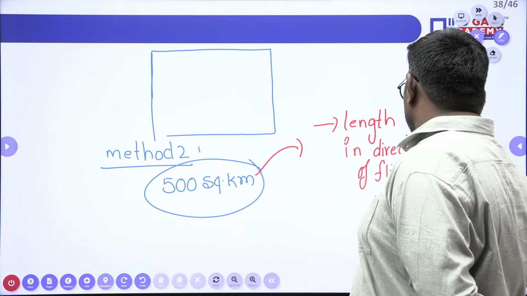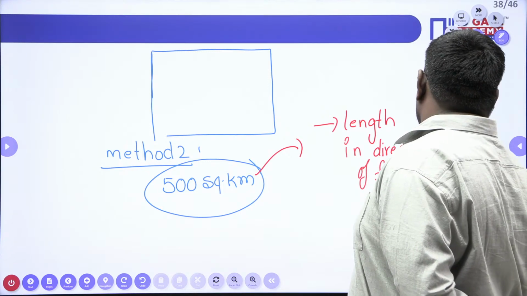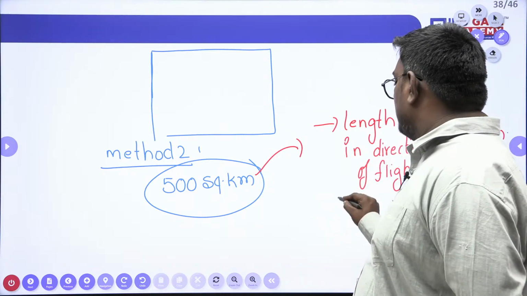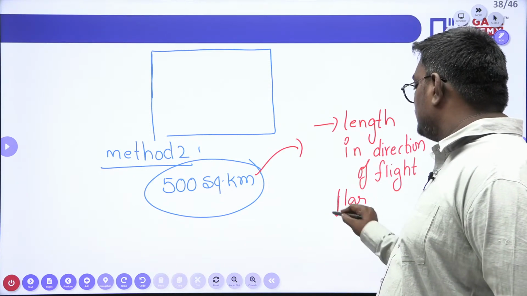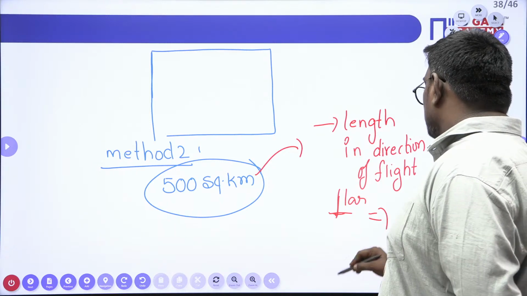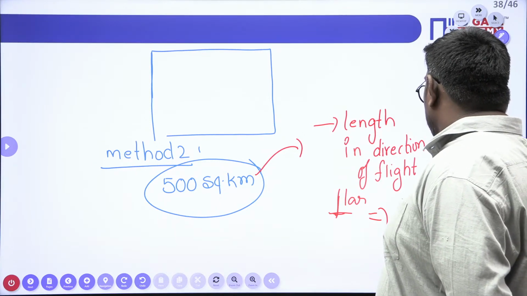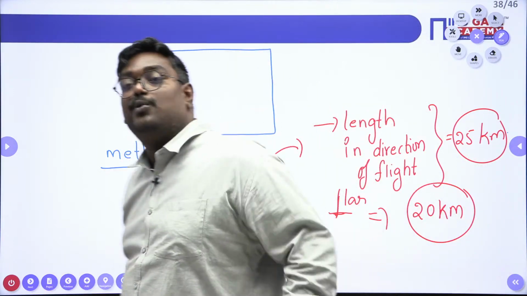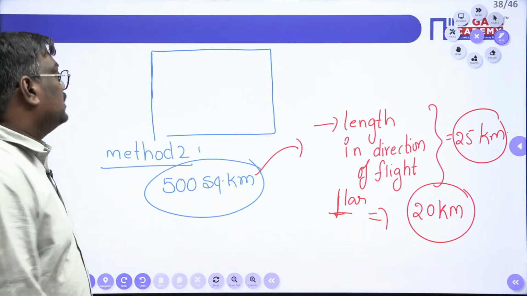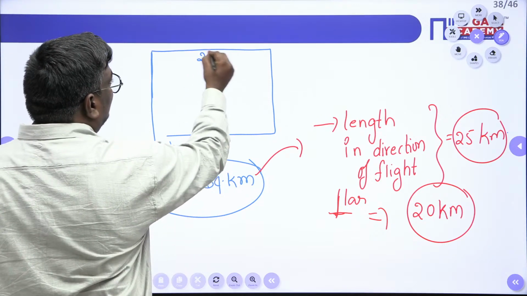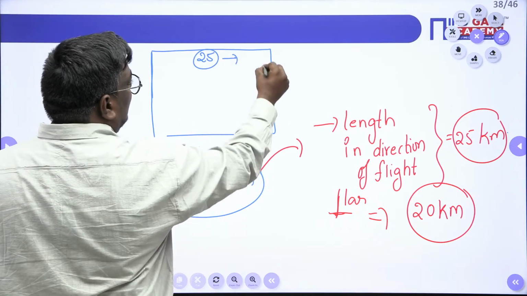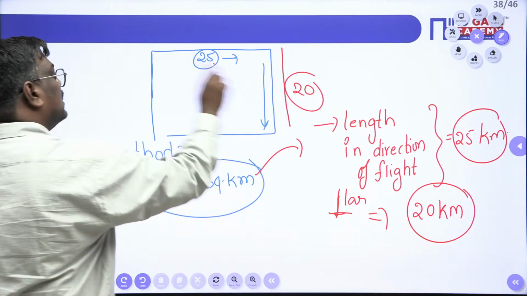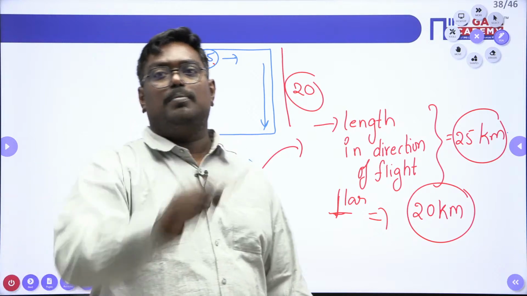They can give you the length in the direction of flight as 25 kilometers. Similarly, perpendicular to the direction of flight, they can give you 20 kilometers. Now you can ask me, can I multiply these two and solve using the first method? Absolutely no. You cannot do that, because that is the empirical thing. You cannot multiply 25 into 20 and solve the problem using the first method.